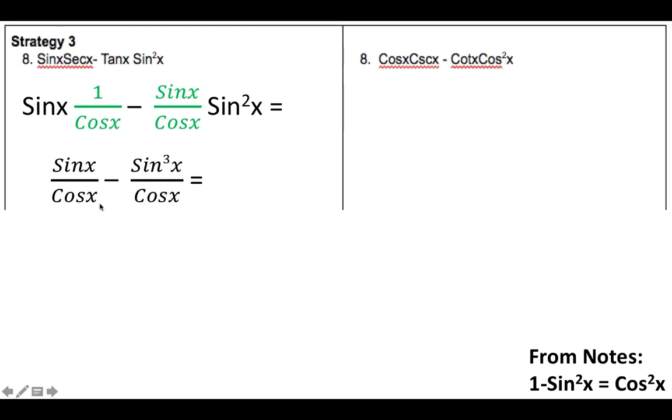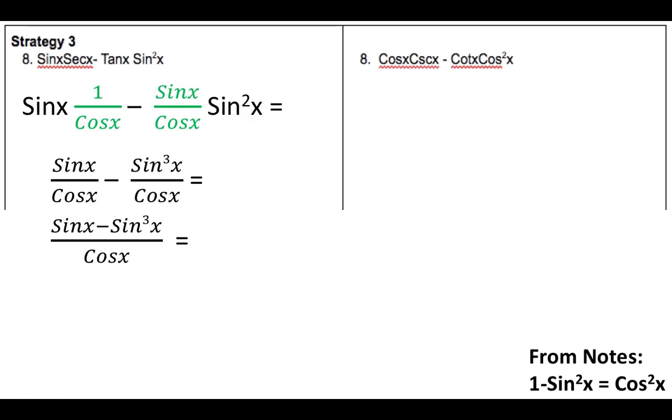But okay, now that the denominators are already the same, let's go ahead and combine the numerators. The numerator is going to become sine x minus sine to the third x, all over 1 cosine x. Okay, what I do next is, I combined my fractions. That's the common denominator technique. This is strategy 3, but I'm not done yet.